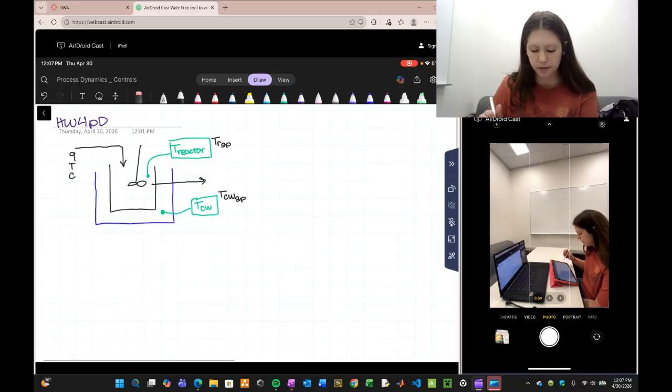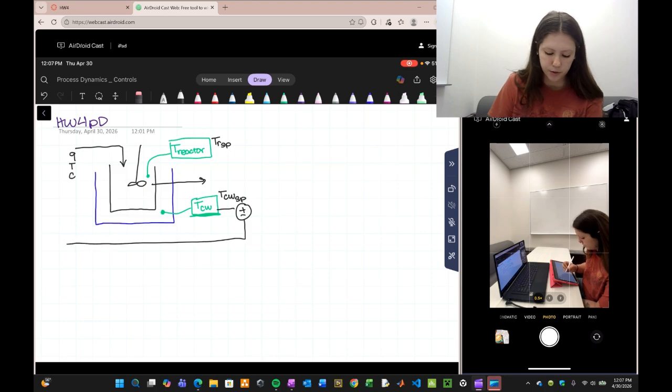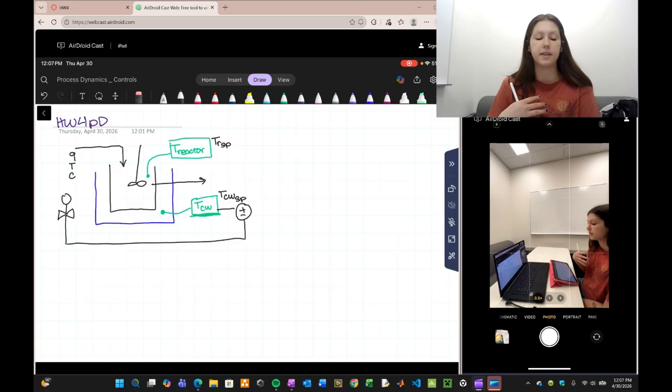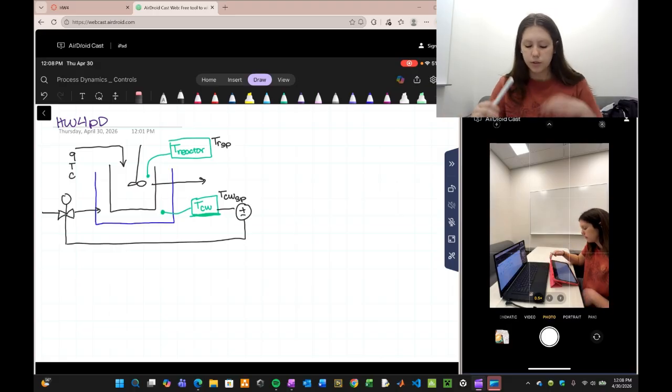And so this probe right here, the cooling water temperature probe, will actually be connected to a controller that will flow into an automated valve here that will be the inlet of the cooling water. So it'll be recirculated. So this is where our cascade control comes in.